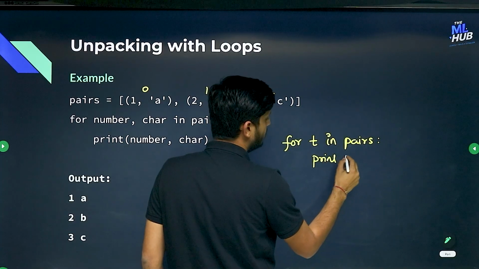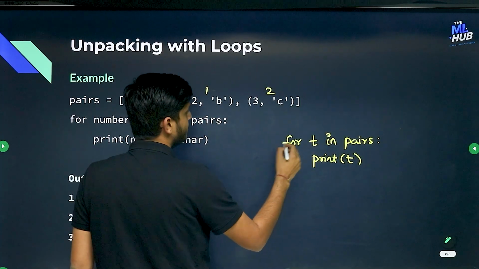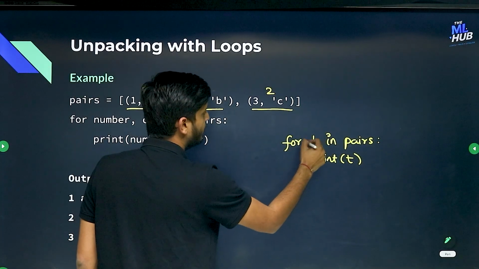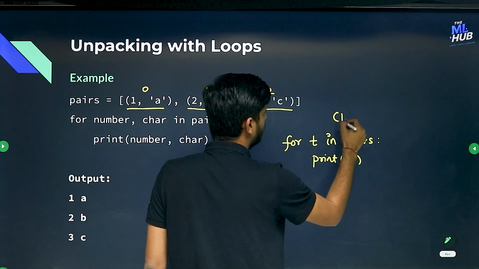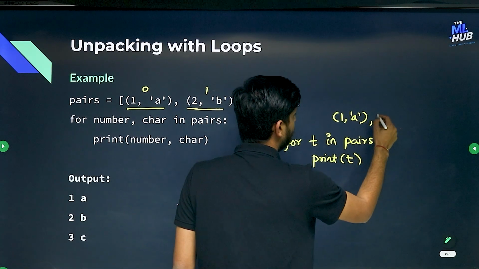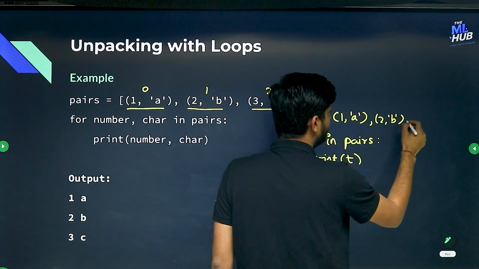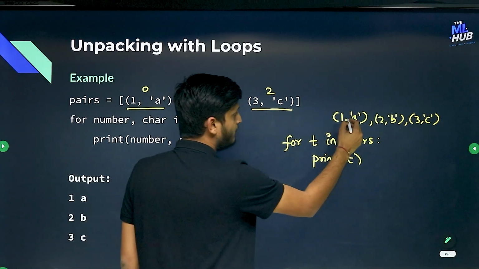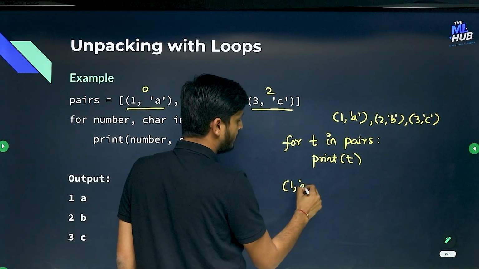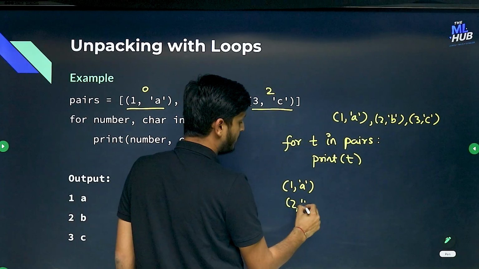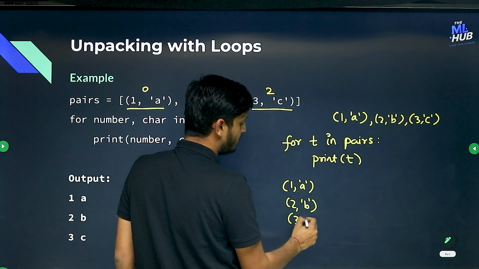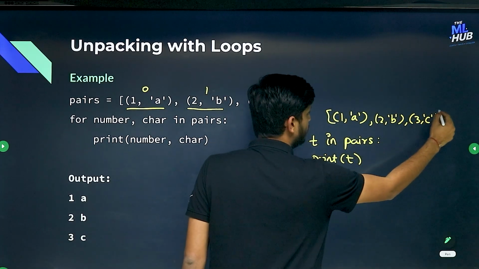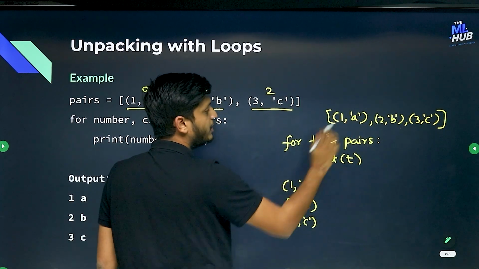In this case, what will happen? The pairs list contains tuples, 1 comma A, 2 comma B and 3 comma C. So the variable T will first take the tuple 1 comma A, then the tuple 2 comma B, then the tuple 3 comma C. When you print T, the tuple 1 comma A will be printed, then 2 comma B, then 3 comma C. This is what we already know, because pairs is a list which is an iterable, so it gives all its elements one by one to the variable T.